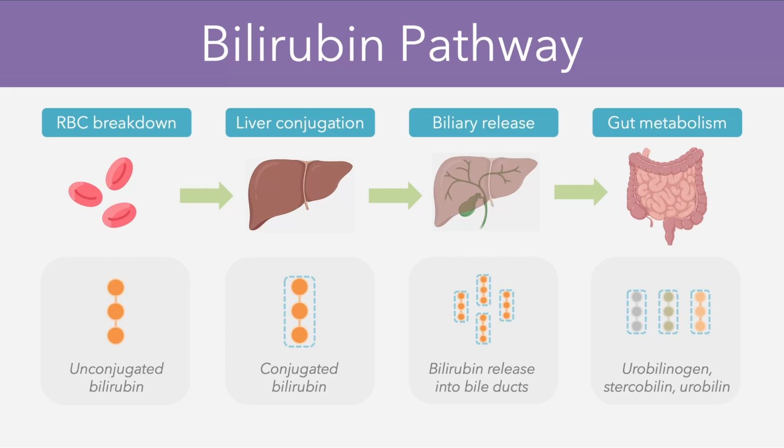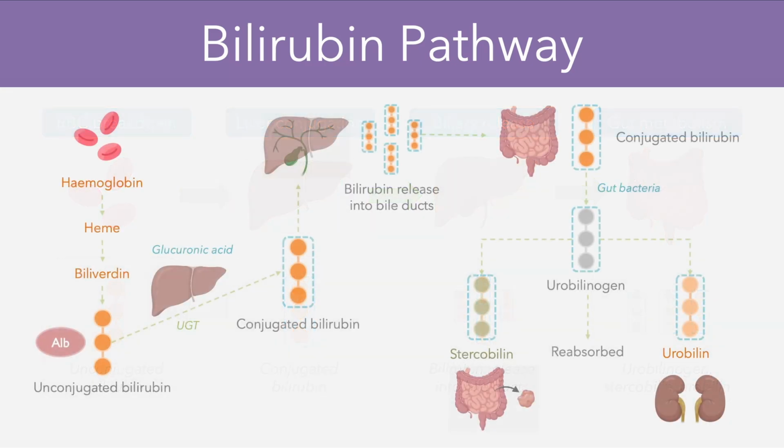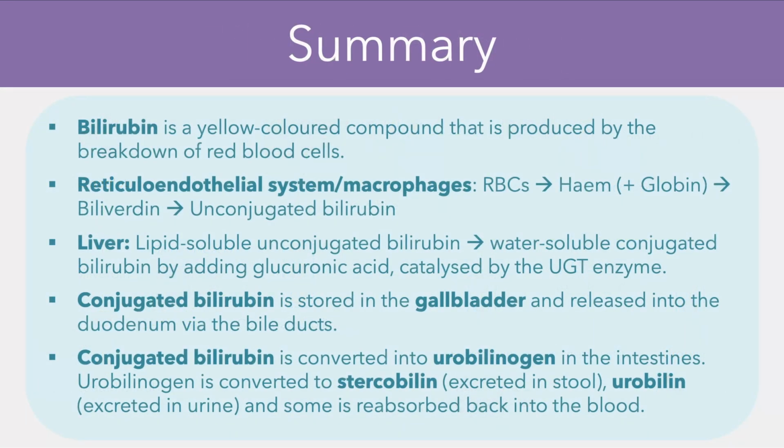Based on all of these steps, you can see that the end products of the bilirubin pathway are therefore urobilinogen, stercobilin, and urobilin, and we have a diagrammatic summary of the entire bilirubin metabolism pathway here. To finish off, we have a summary slide which outlines the key steps of this process.